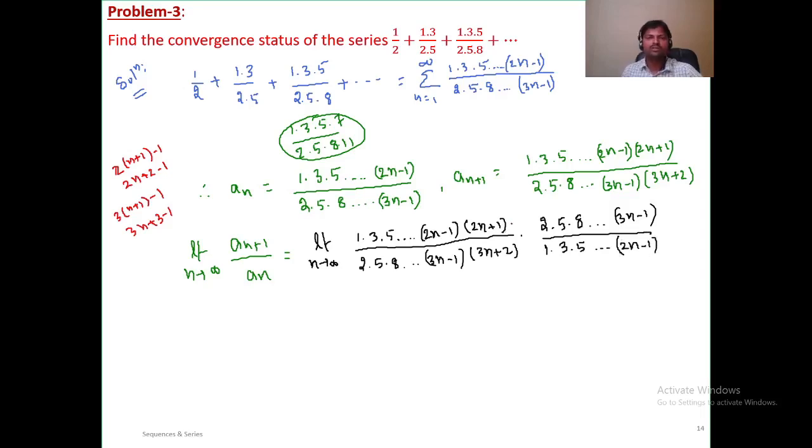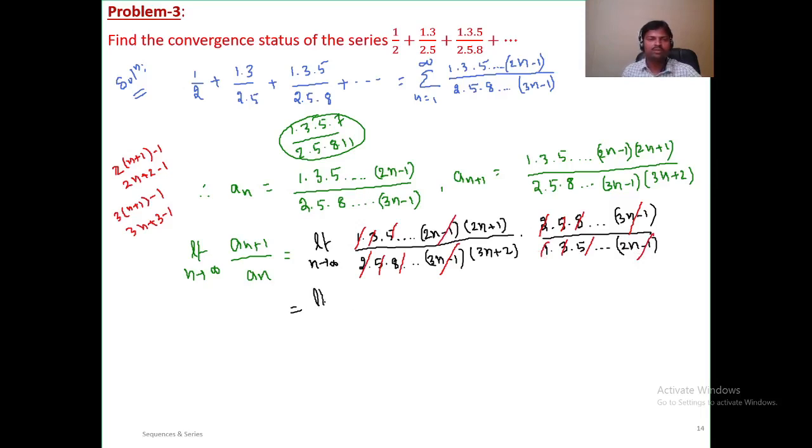Now let us cancel out the similar terms. Look at 2, 5, 8 up to 3n minus 1. So 2 into 5 into 8 up to 3n minus 1 cancel out. And similarly 1 into 3 into 5, here also 1 into 3 into 5, up to 2n minus 1 cancel out. So finally, what is left?